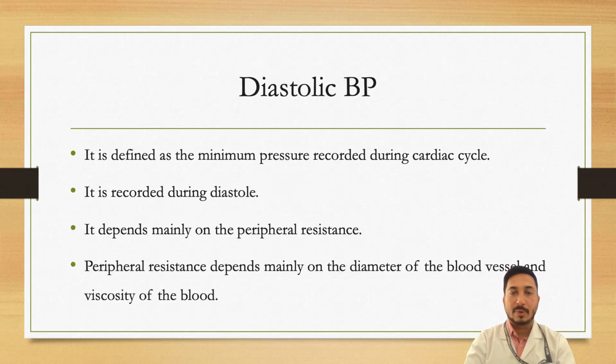Coming to diastolic blood pressure, it is defined as the minimum pressure recorded during the cardiac cycle. It is recorded during the diastole phase. It depends mainly on the peripheral resistance of the vessels. Peripheral resistance depends mainly on the diameter of the blood vessels and the viscosity of the blood. So, diastolic blood pressure will change in conditions where the diameter of the blood vessels or the viscosity of the blood changes.